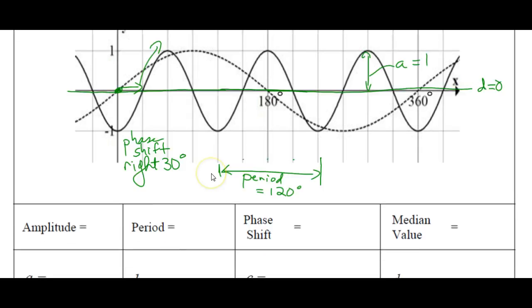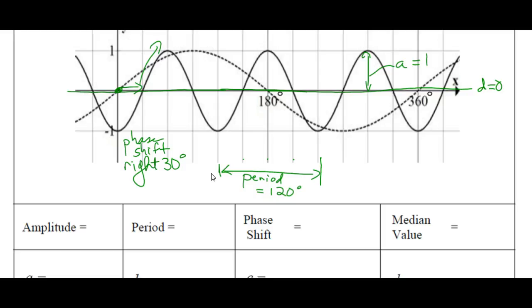Let's forget the 360. So the dashed line, sine theta, is given. You've got the solid line. First thing, scale. The y scale is 1. Scale this way: 30, 60, 90, 120, 150, 180, so 30 degrees. Midline here, D equals 0. Amplitude A is 1.